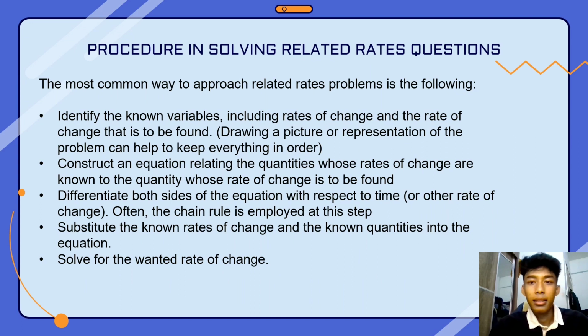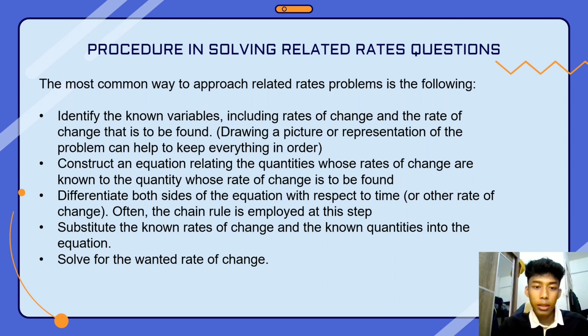Procedure in solving related rate questions. The most common way to approach a related rates problem is the following. Identify the known variables, including rates of change, and the rate of change that is to be found. Drawing a picture or representation of the problem can help to keep everything in order. Construct an equation relating the quantities whose rates of change are known to the quantity whose rate of change is to be found.